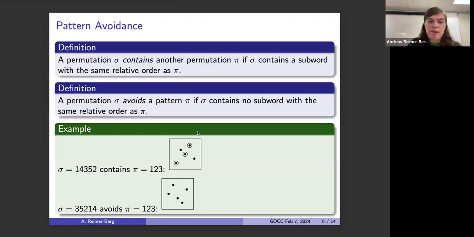So as an example, 14352 contains the pattern 123, because if we look at the subword 135, that 135 has the same relative order as 123. Conversely, 35214 avoids 123 because no matter which subword of 123 you choose, it's not going to have that relative order.